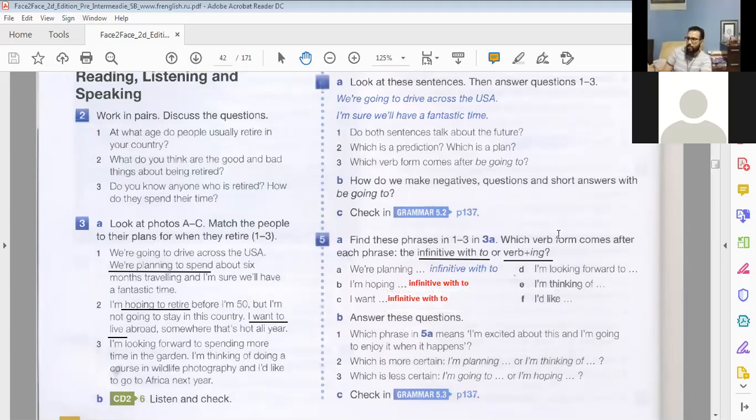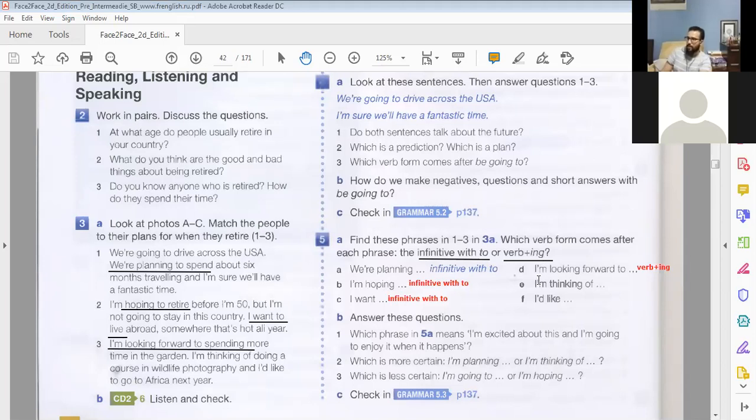What about the expression, the phrase, I'm looking forward to? What do we use after? To spending. Yeah, so what is this? To spending, yes, infinitive plus to. Are you sure? No, is it infinitive? Verb plus ing. Right, so it's verb plus ing, you're right. So this means if you use this phrase, I'm looking forward to, you need to use verb plus ing afterwards, right?